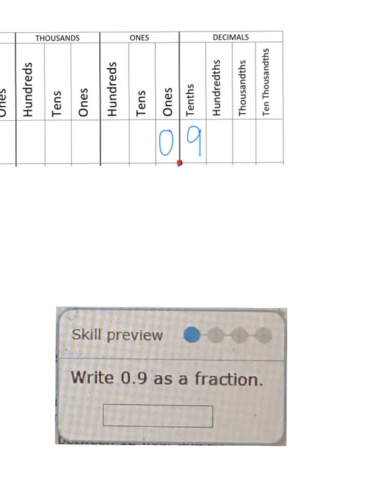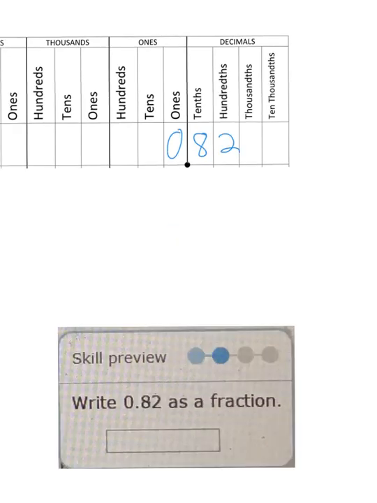So 0 and 9/10, I'm hoping you recognize. Okay, 9/10, what that's saying is just like in the fraction, 9/10, 9 parts out of 10. That's it, 9/10. This one says write 0 and 82 hundredths as a fraction.